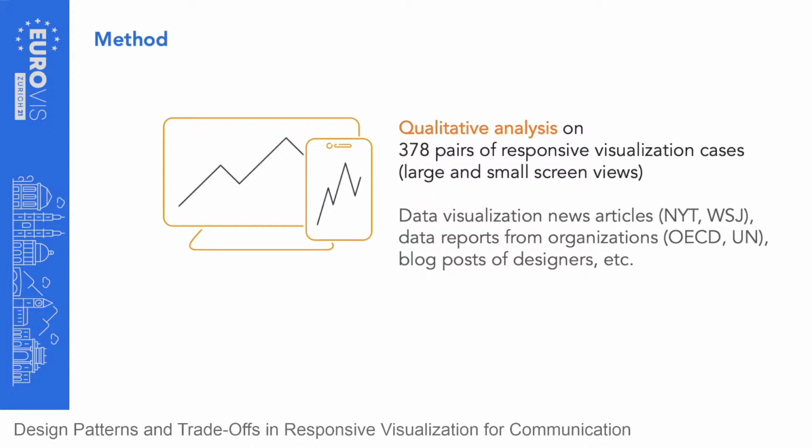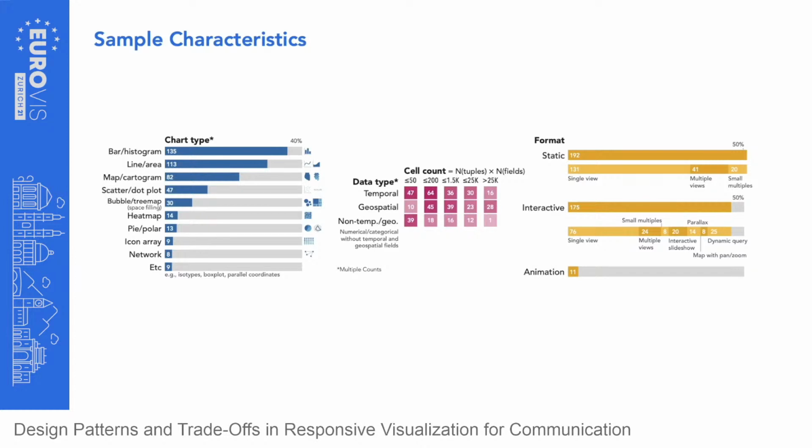To derive design patterns, we first qualitatively analyzed 378 pairs of large screen and small screen views of responsive visualization cases. We looked at data visualizations from news articles, data reports of international organizations, and blog posts of visualization designers, etc. Our sample is composed of different types of representations, such as bar charts, line graphs, maps, and scatter plots. We also included different types and sizes of data and various formats of visualizations, such as static, small multiples, interactive maps, dynamic queries, and animations.